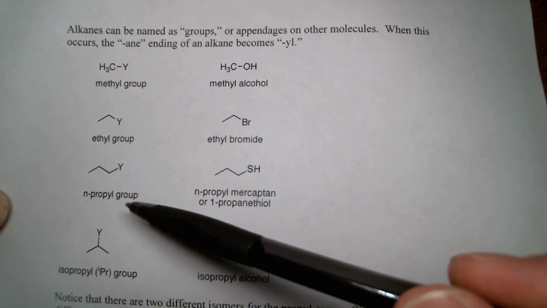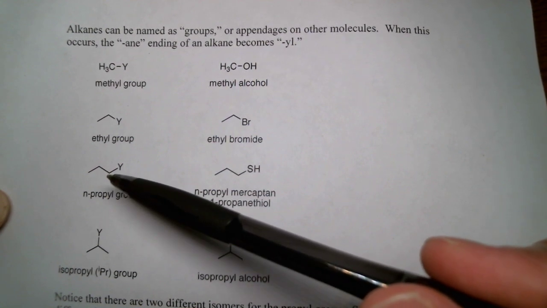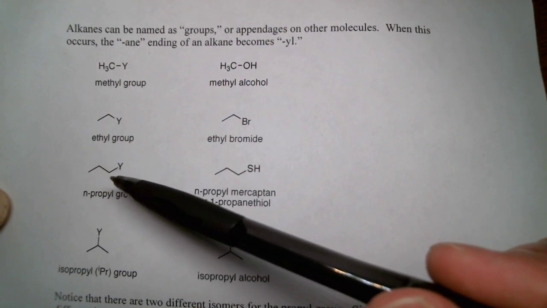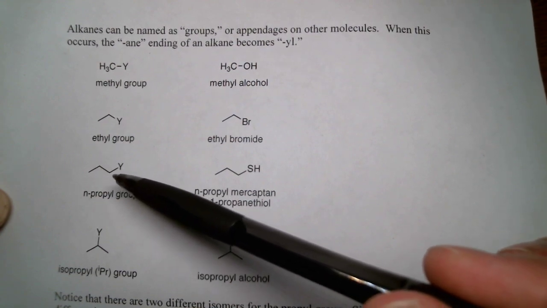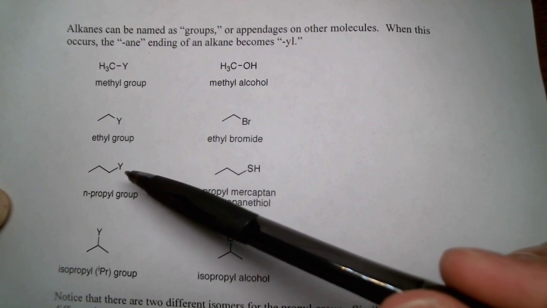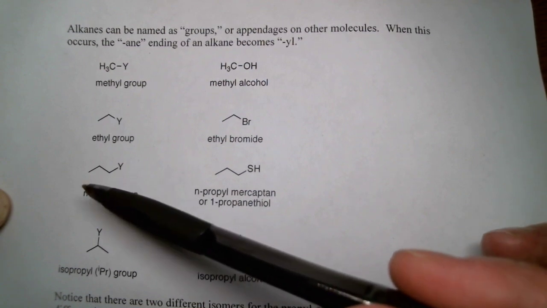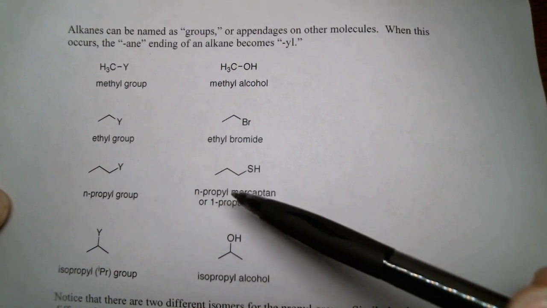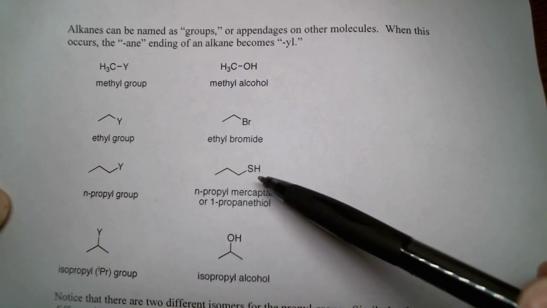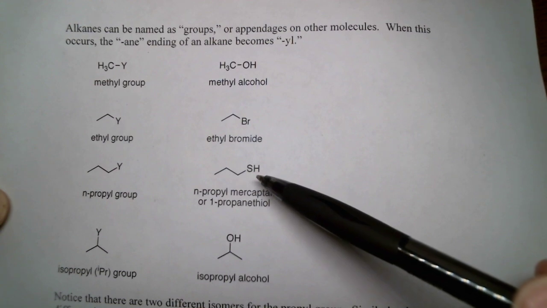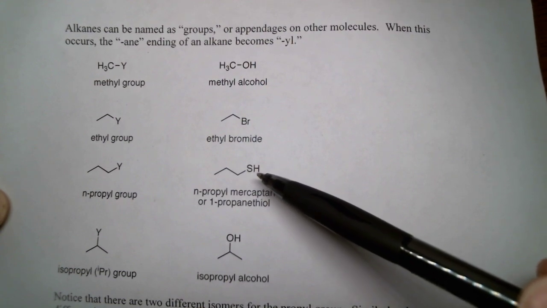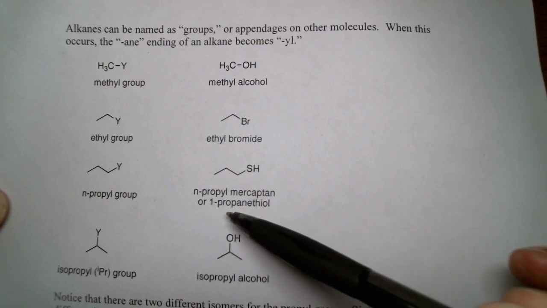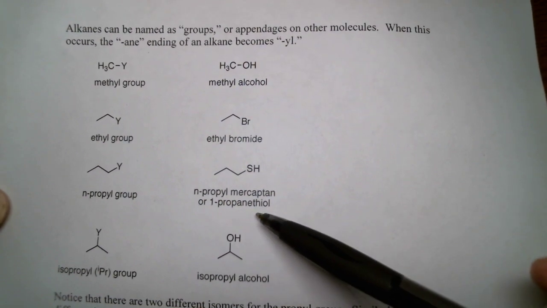Here is an n-propyl group. So n-propyl means that we are a linear 3-carbon group, and our substituent is coming off of either of the end carbons. So for example, when Y is a thiol, an SH group, you could call it n-propyl mercaptan or 1-propane thiol.